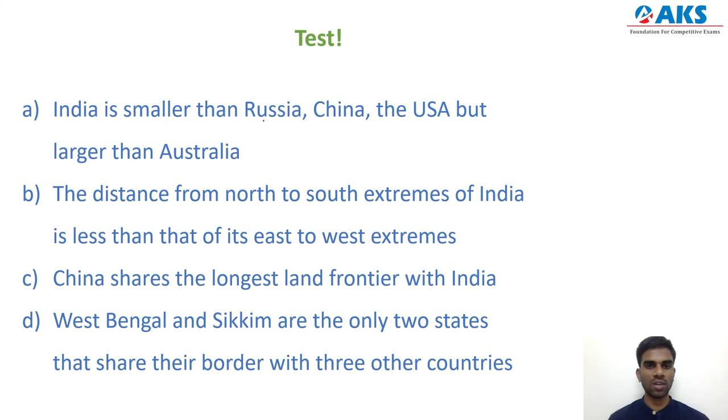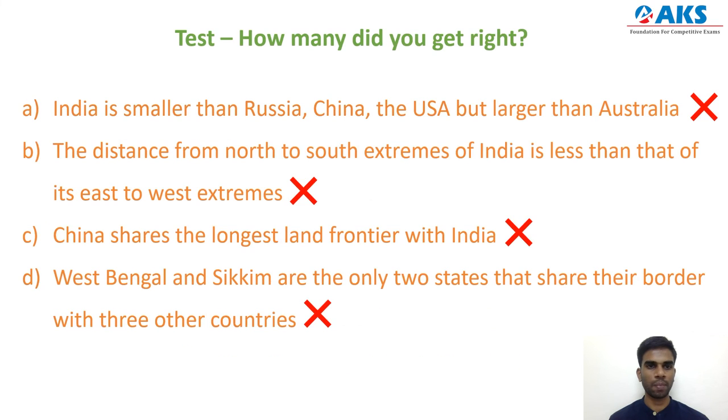So these are the four different statements that we discussed in the beginning of the class. Now let us see if each of them are true or false. So the first statement, India is smaller than Russia, China, the United States of America but larger than Australia, is false because India is smaller than Australia and not larger than Australia.